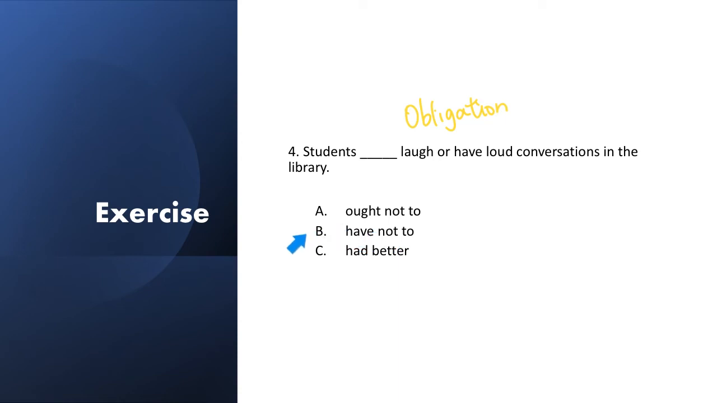So looking at option B, we know that this is not correct because we know the negative form of have to should be do not have to. Well, pay attention that do not have to actually has a different meaning from must not. Alright, so here option A would be the answer. Ought not to is the negative form of ought to. Students ought not to laugh or have loud conversations in the library.